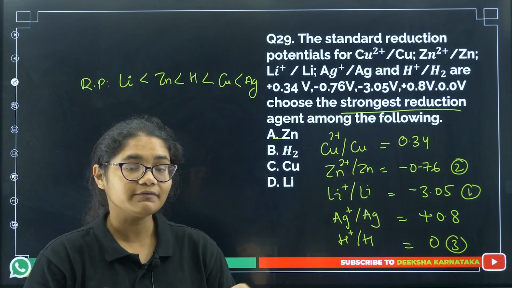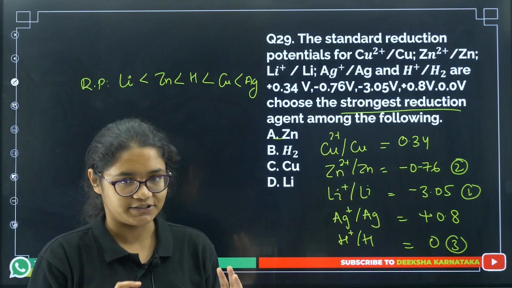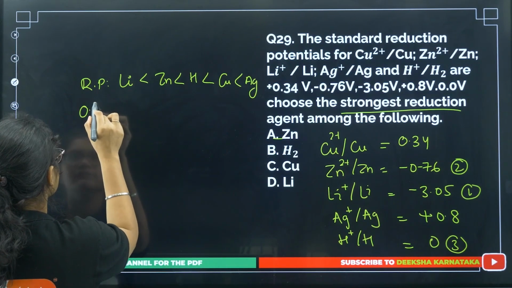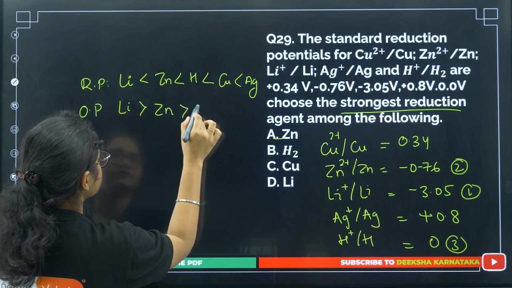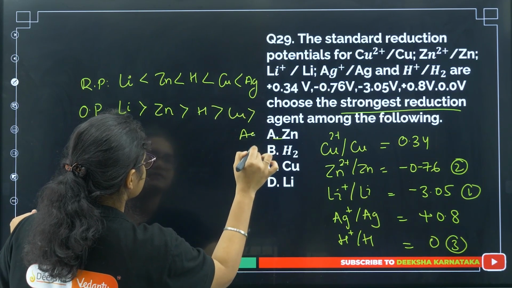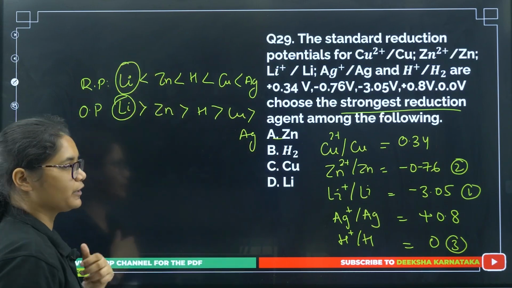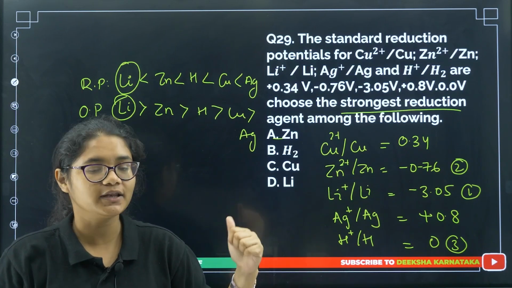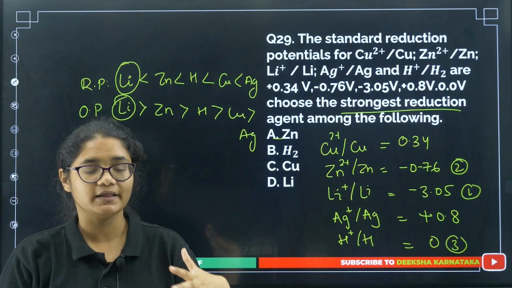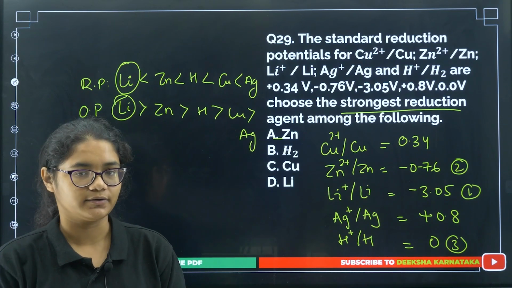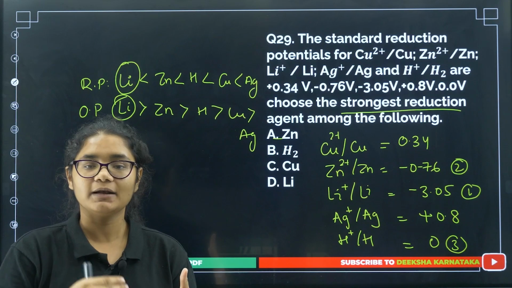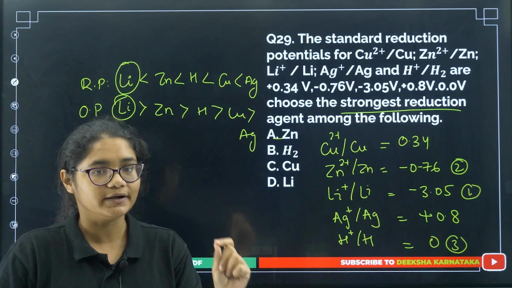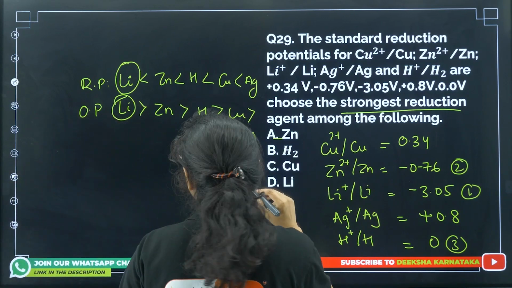Reducing agent means it will reduce others, but itself it will undergo oxidation. So if I want to calculate the oxidation potential now, it will be reverse. Lithium will have the highest oxidation potential, because if reduction potential is less, oxidation potential is highest. Lithium can undergo oxidation faster, so it will behave as a very strong reducing agent. If a species is undergoing oxidation, it behaves as a reducing agent. The correct answer for this question will be option number D.